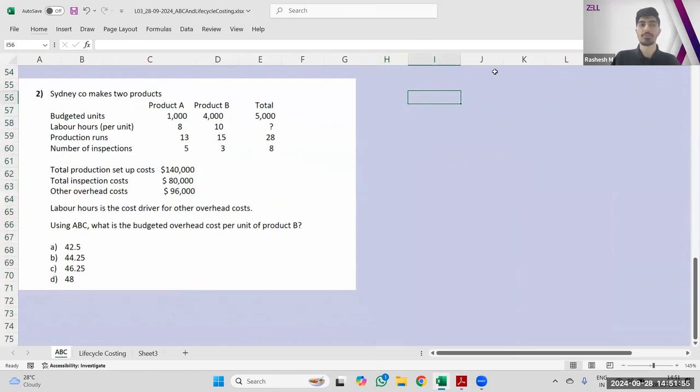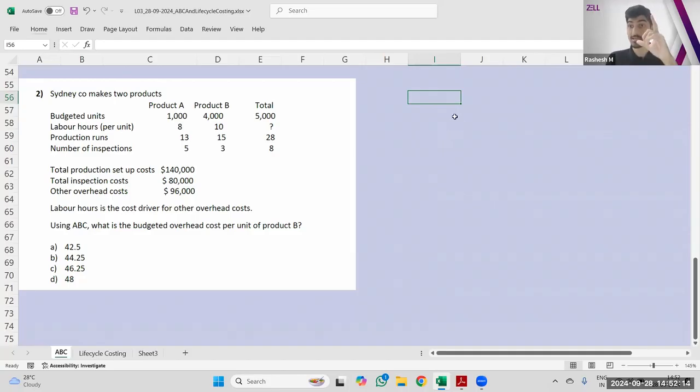Okay. So reading this for everyone. A Sydney company makes 2 products, A and B. They make 1,000 and 4,000 units of each. Labor hours are 8 and 10 respectively per unit. Production runs are 13 and 15. Number of inspections are 5 and 3.